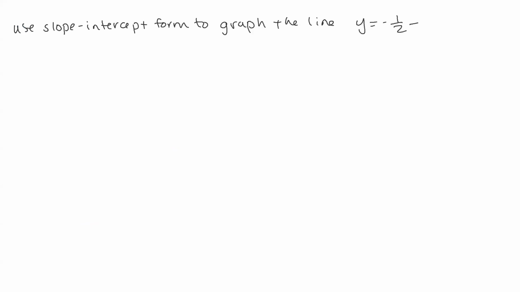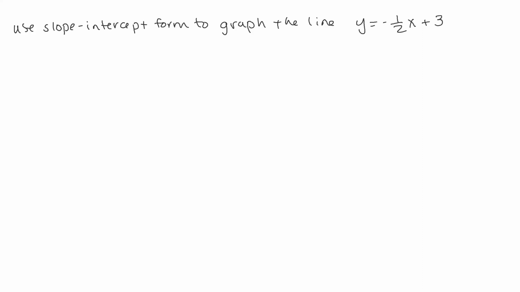So use slope intercept form to graph the line. This time we have y equals -1/2 x plus 3. Okay. So let's figure out, this is already in slope intercept form.